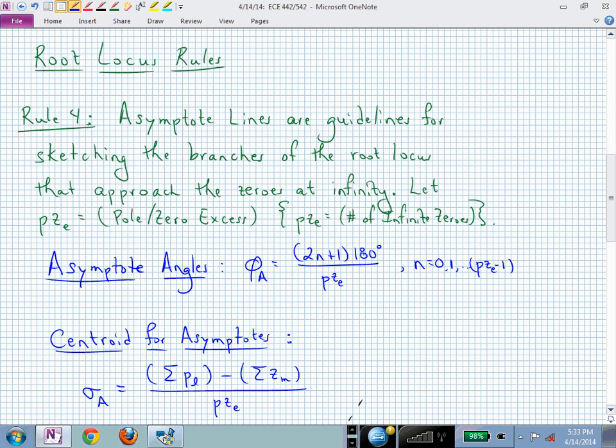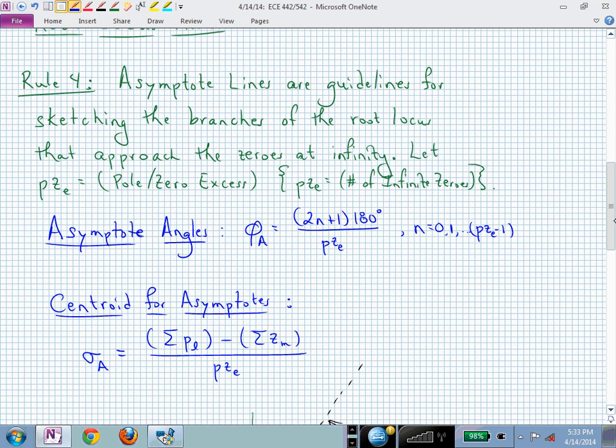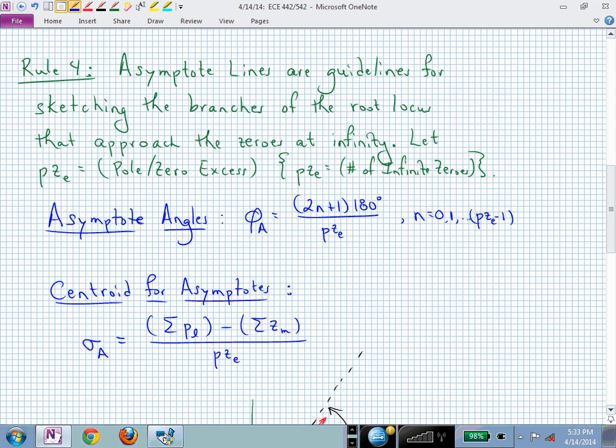That's their centroid. You can compute that by simply summing up all of the poles, subtracting the sum of all of the zeros, and dividing by the pole zero excess. A lot of times I'll call that P minus Z. Today I'll call it PZ sub E, pole zero excess. The angles themselves can be found from this expression, and I usually just concentrate on the first angle, the fundamental angle, which is 180 divided by the pole zero excess.